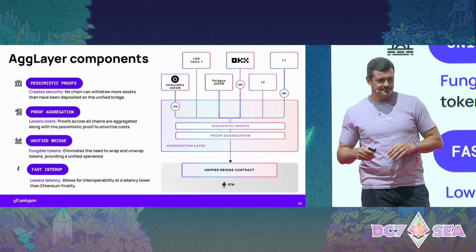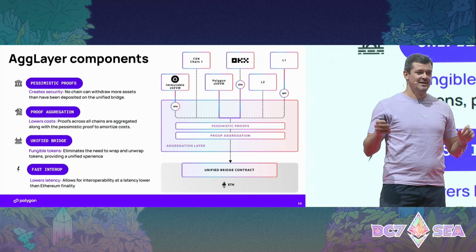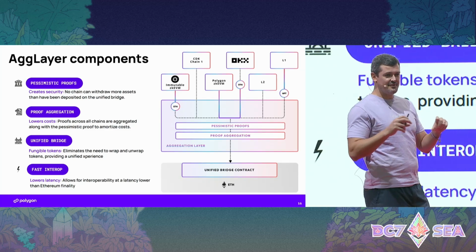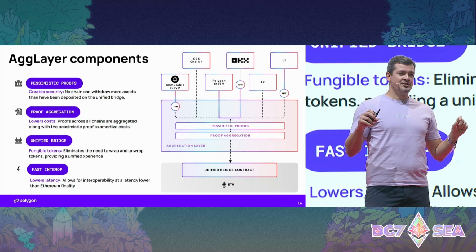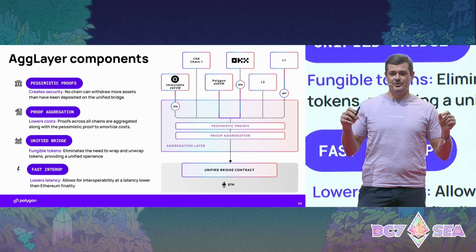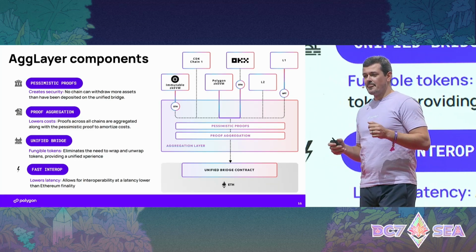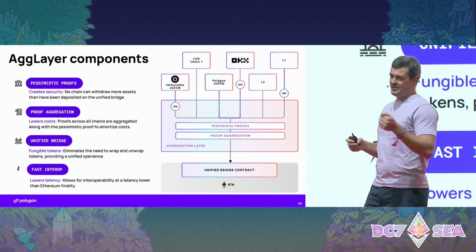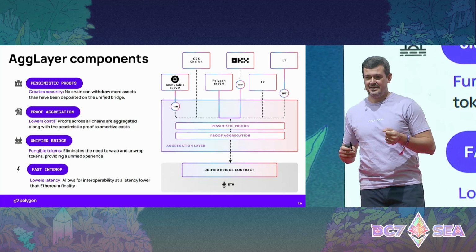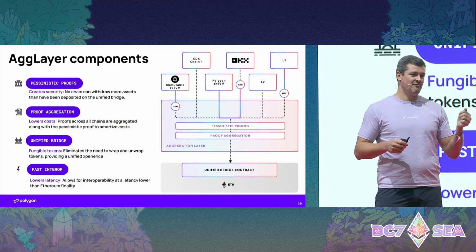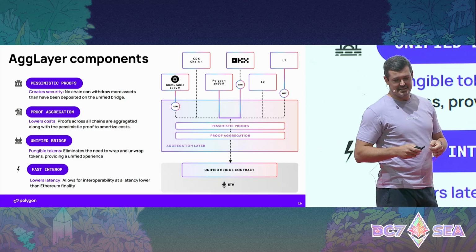Next thing is there's a unified bridge. This is a bridge on Ethereum, and that bridge is used to create canonical assets. That allows all transactions going across the Ag layer to be done in fungible assets, meaning that you don't have wrapped assets and then unwrapped assets.